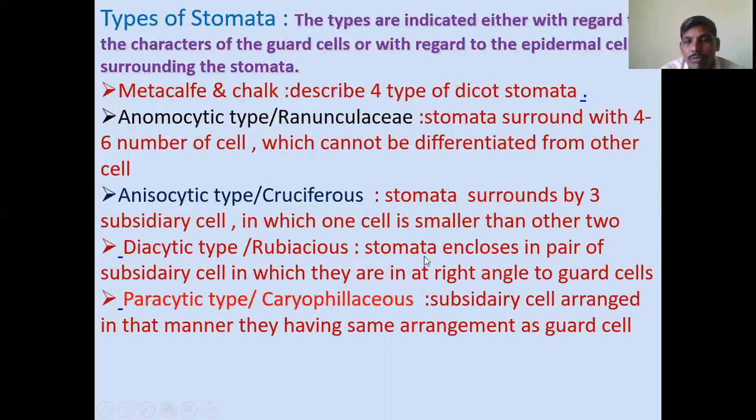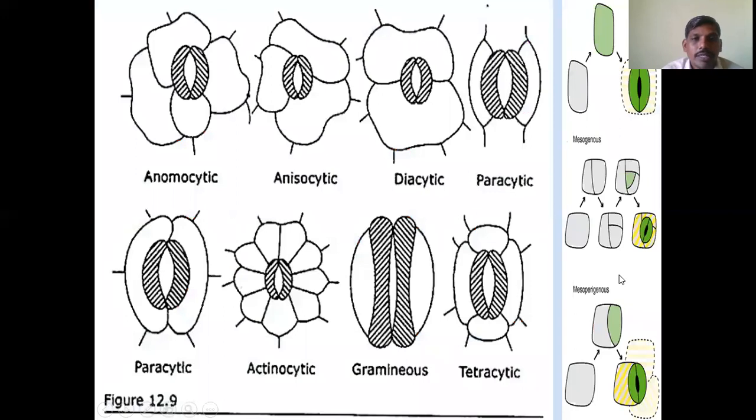Next one is diacytic or rubiaceous type. Here, the stomata is enclosed by a pair of subsidiary cells which are at right angle to the guard cells. So in the diacytic stomata, the two guard cells are surrounded by two subsidiary cells which are exactly at right angle to the guard cells. So this is 90 degrees or perpendicular to the guard cells.